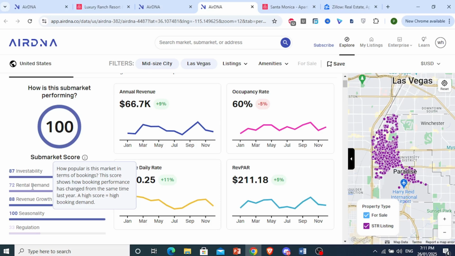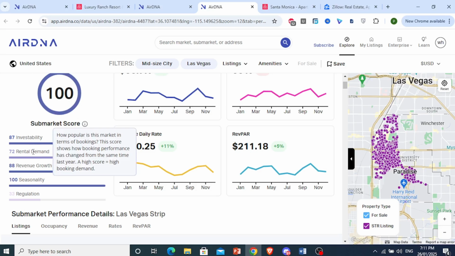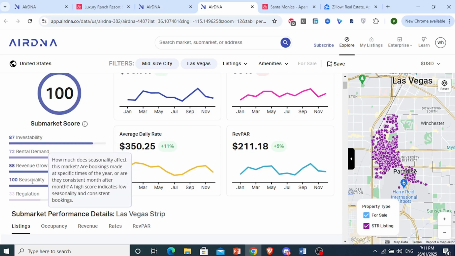And rental demand basically is how popular this market is in terms of bookings, right? If there's a high booking demand, then there would be a high score. In terms of this, it's honestly doing okayish, decent at best. And in terms of revenue growth, this is basically when rental listings in this location tend to earn more in, for example, this month than it did at the same time last year, right? And seasonality, how much does seasonality affect this market, right? If there's a high score, this means there's low seasonality and there'll be consistent bookings.